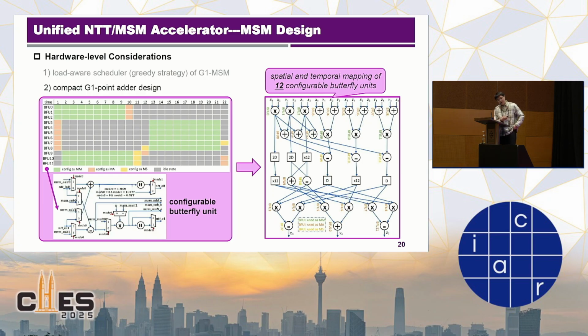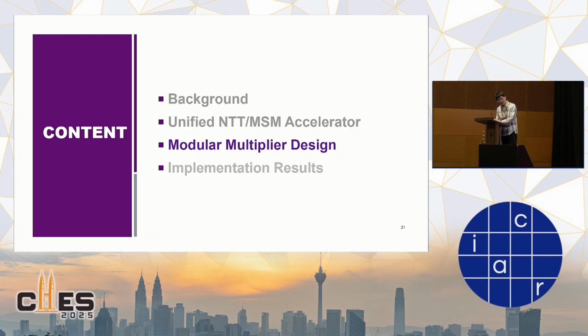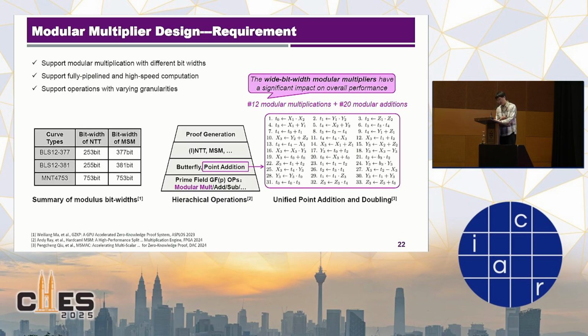Second, we further design a compact G1 point adder by spatial and temporal mapping of 12 configurable butterfly units. In this way, we can get the fully pipelined point adder and reduce the area cost. Next, I'm going to introduce the modular multiplier design.